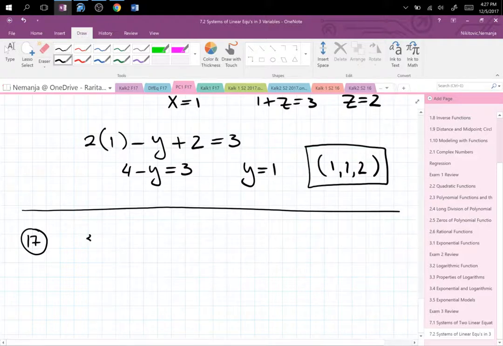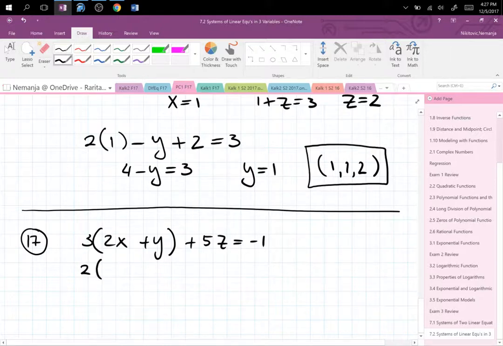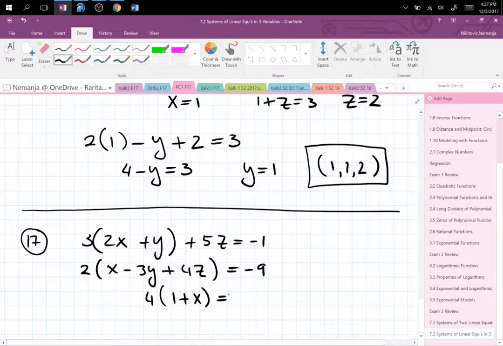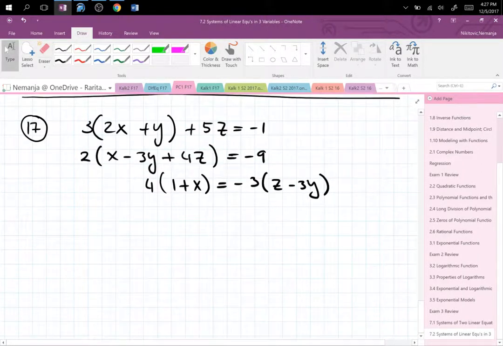3 open parenthesis 2x plus y plus 5z close parenthesis is equal to negative 1. 2 open parenthesis x minus 3y plus 4z close parenthesis equals negative 9. And, oh, you're going to love this. 4 times 1 plus x is equal to negative 3z minus 3y. Beautiful.